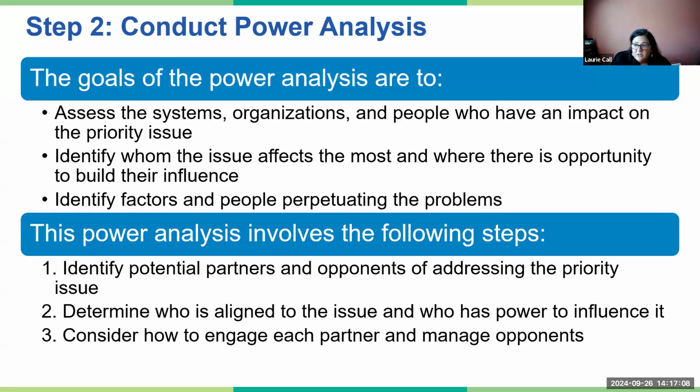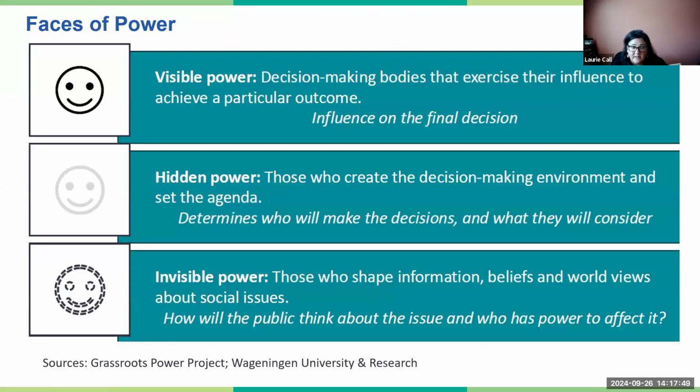So you want to identify who needs to be involved in this, who could influence this, who could have power over this, who do we need to bring in, who does this affect the most. The goals of the power analysis are to assess who those folks are that could have an impact on the priority issue, identify who the issue affects the most and where the opportunity is to build their influence, and identify factors and people who are perpetuating the problems related to this particular issue. So we're going to identify who the folks are, determine who's aligned or who has power to influence it, and consider how to engage them. Those are the steps in this power analysis.